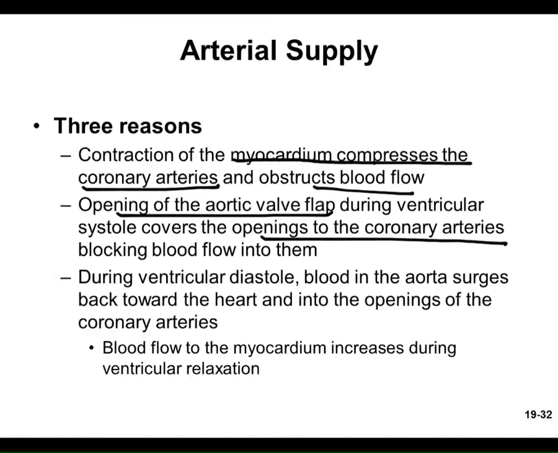And then when the ventricles are in relaxation, when they're in diastole, then the blood can surge back. And so basically, as blood is coming out of the aortic valve, at that moment, there's actually less blood going to the heart muscle. And then once the ventricles relax, that blood flow can come back and go more fully into the coronary artery.